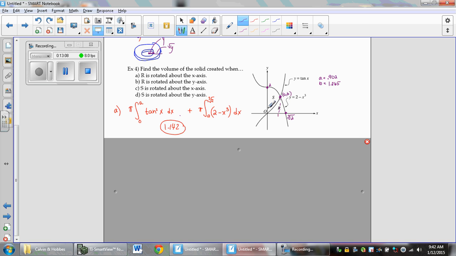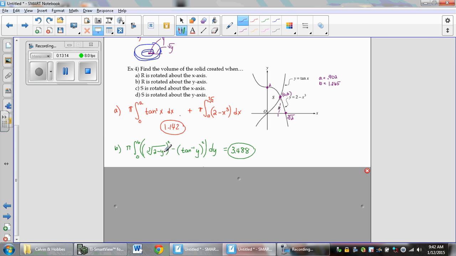So my outer radius goes from the y-axis to the cubic function, which really becomes a cube root in terms of y. And then my inner function becomes inverse tan y. And since I'm spinning around the y-axis, I have to be in terms of y. So I take this region from 0 to b and do pi times outer radius squared minus inner radius squared and get 3.4488.